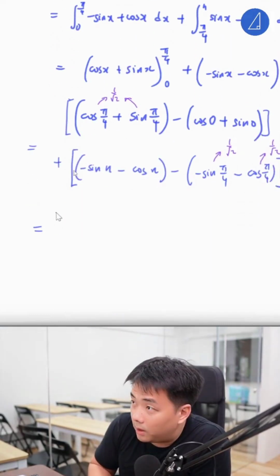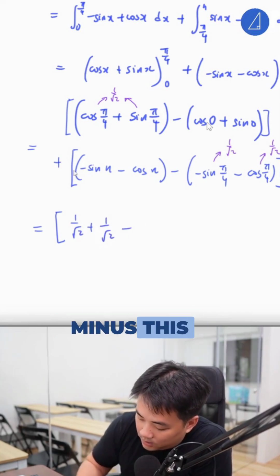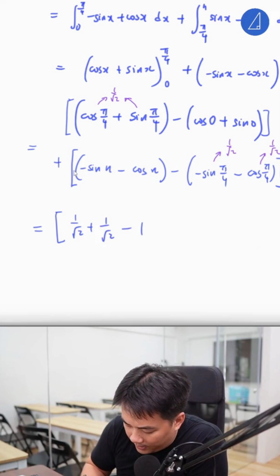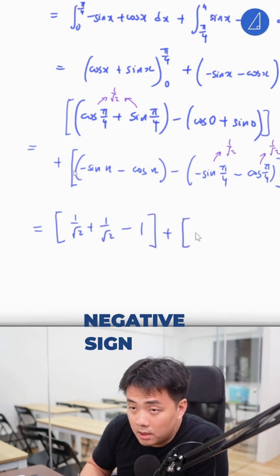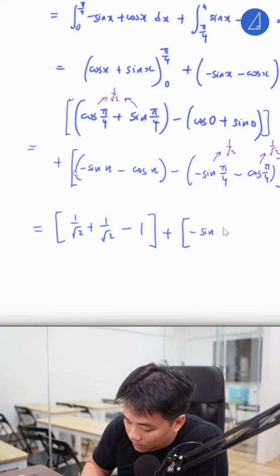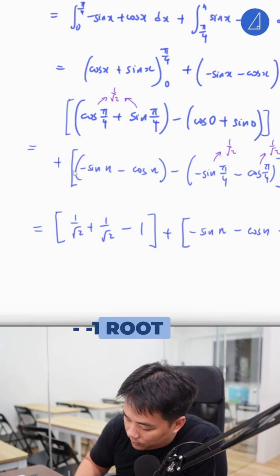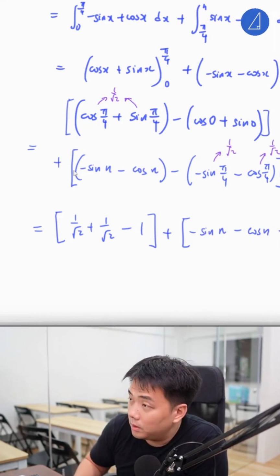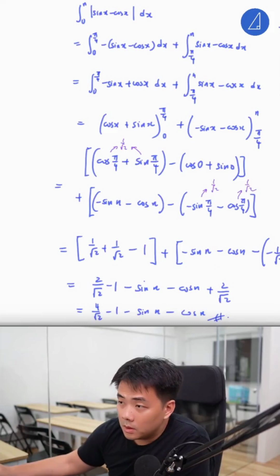So I'm going to simplify. This is 1 over root 2 plus 1 over root 2 minus cosine 0, which is 1. Then plus, we just put negative sine n minus cosine n minus 1 over root 2 minus 1 over root 2. Simplify everything, and this is the answer.